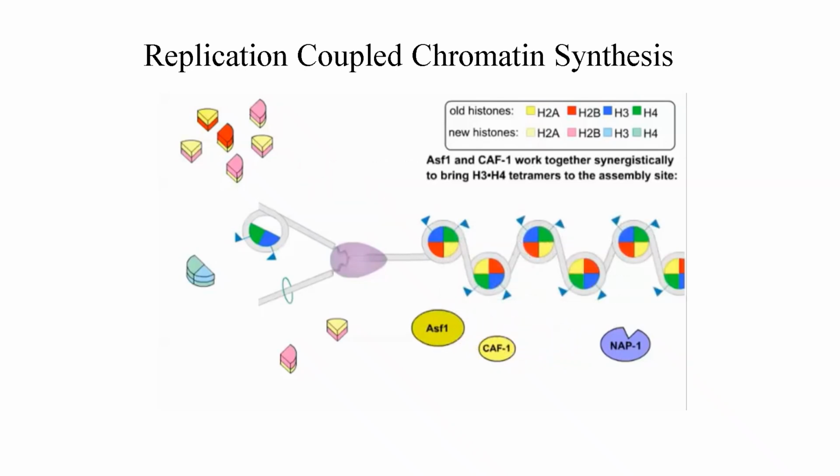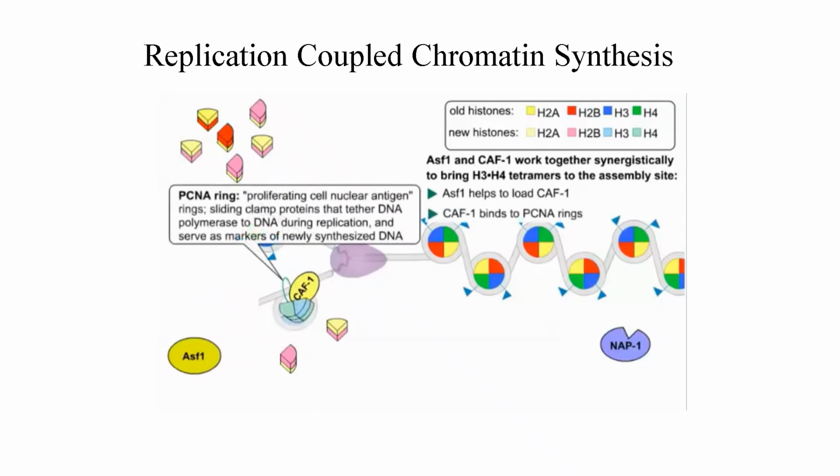ASF1 and CAF1 work together synergistically to bring H3-H4 tetramers to the nucleosome assembly site. It is believed that ASF1 helps to load CAF1 with new tetramers. CAF1 binds to PCNA rings, delivering the tetramers to the DNA. PCNA stands for Proliferating Cell Nuclear Antigen, and this sliding clamp protein helps to tether DNA polymerase to DNA during replication. The PCNA rings are left on the DNA by the passing replication machinery, and therefore serve as markers of newly synthesized DNA.